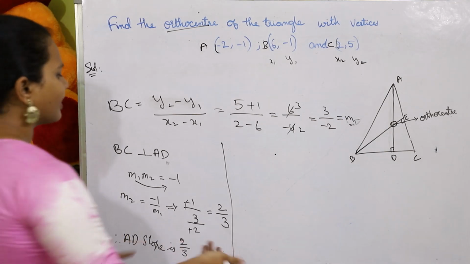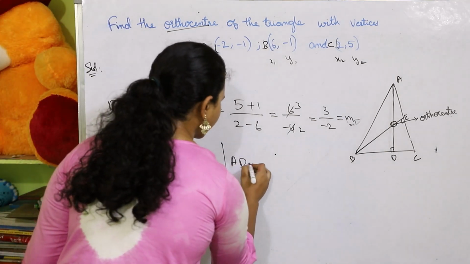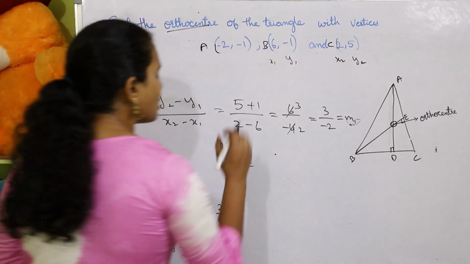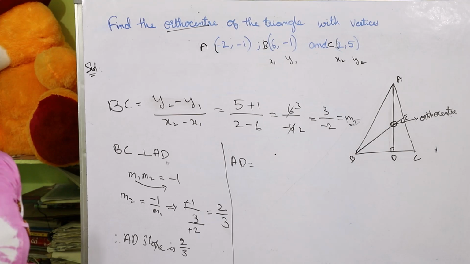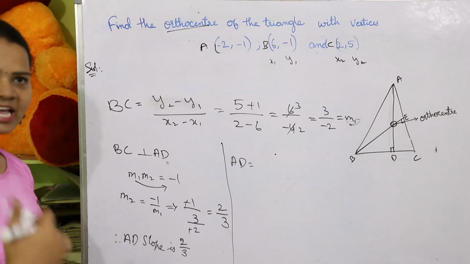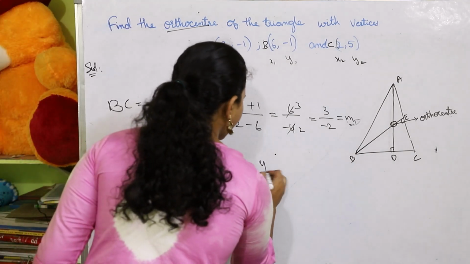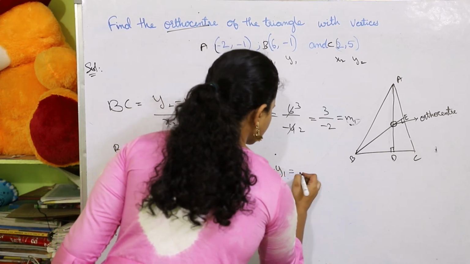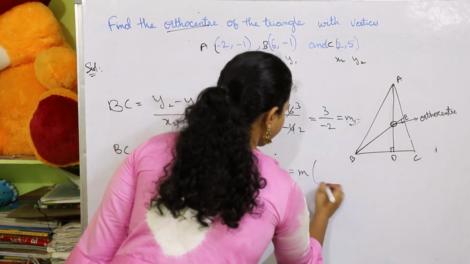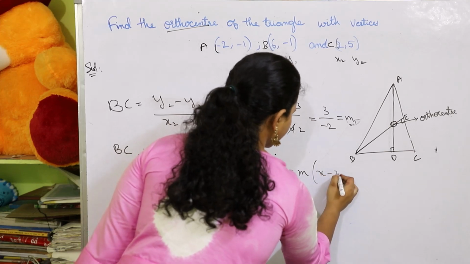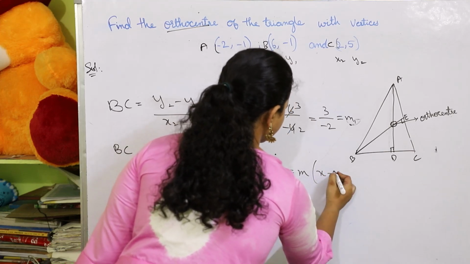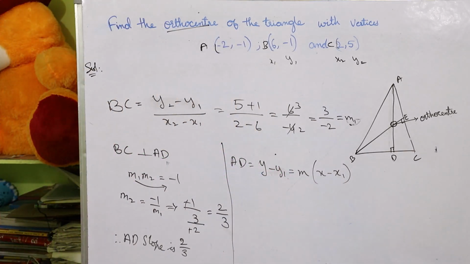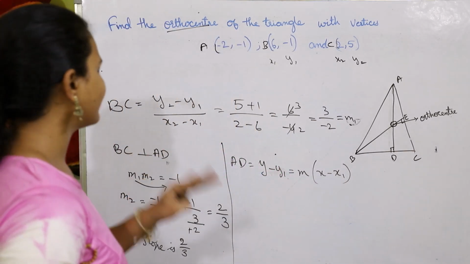Okay. So now let's find out the equation, the main important process. So AD, I need the equation. Now here comes the equation. We will be getting a formula. So the formula to find the equation is y minus y1 is equal to m into x minus x1. Okay.